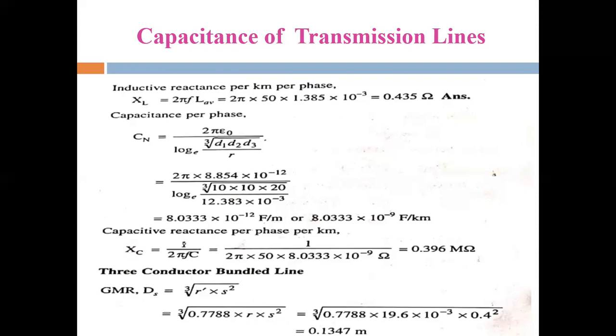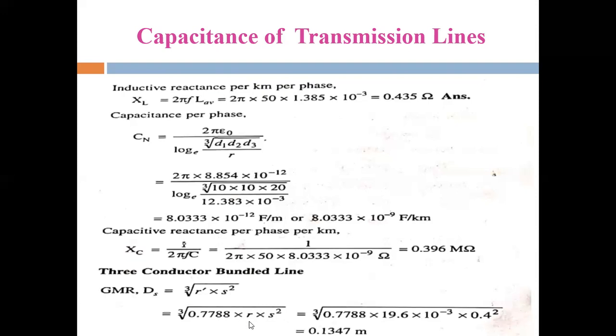After that we calculate the three bundled lines. Three bundled line means the GMR, that means the Ds. Ds is equal to the cube root of r dash into s squared, where r dash is the self GMR, that means 0.7788 into r.